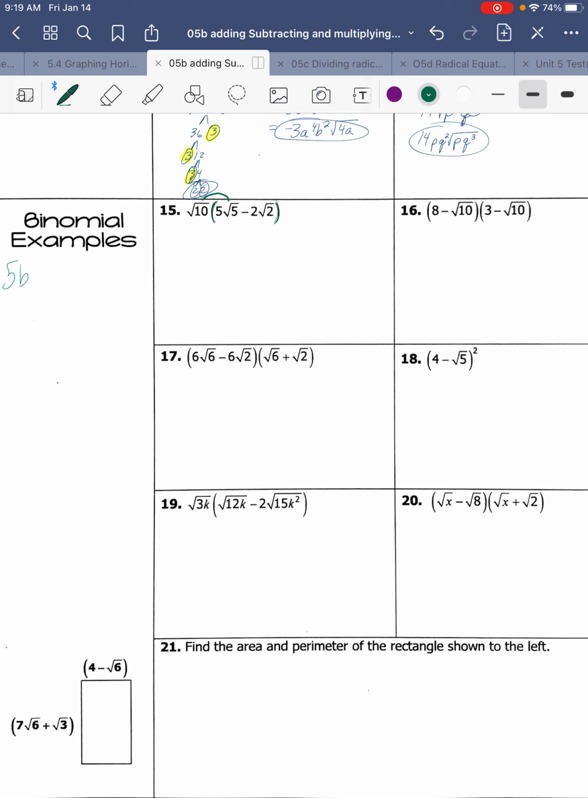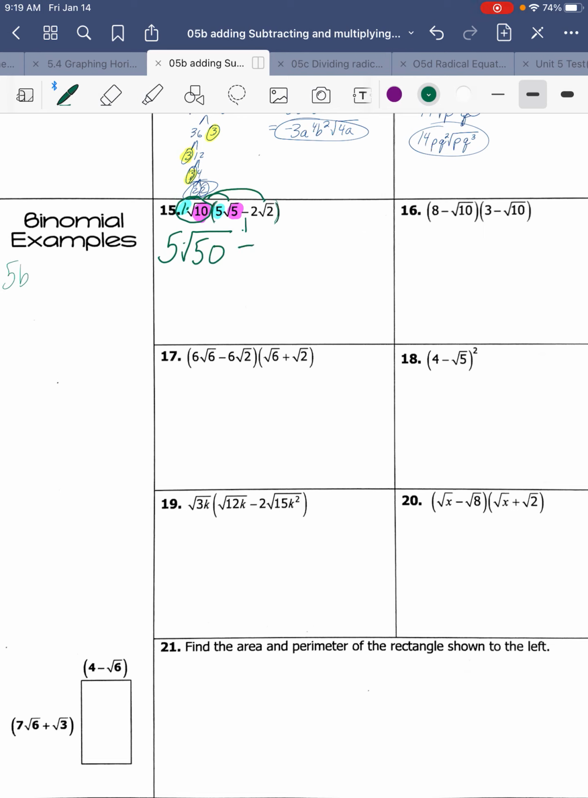So we have square root of 10 times 5 square root of 5. So you multiply the coefficients first. So if there are coefficients, you multiply those first, so that's 5. And then times the square root, and now you're going to multiply underneath the square root. So 10 times 5 is 50. And there we go. There's the first monomial times a monomial.